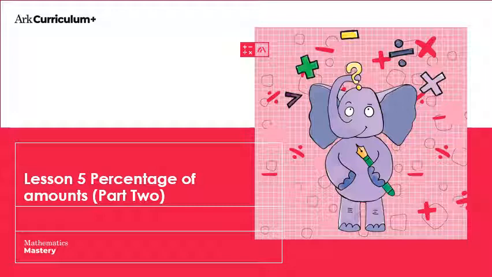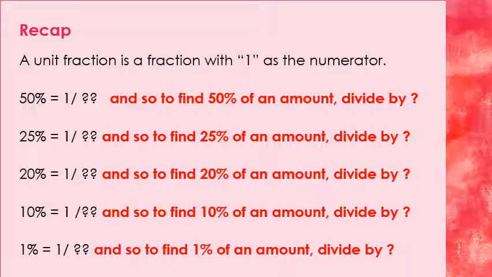So let's crack on. Percentages of whole amounts, part 2. Can you remember from yesterday that we were looking at unit fractions and their equivalents to help us work out 50%, 25%, 20%, 10%, and 1%? So we knew that 50% was equivalent to a half, 25% was equivalent to a quarter, 20% was equivalent to a fifth, 10% was equivalent to a tenth, and 1% was equivalent to 1/100th.